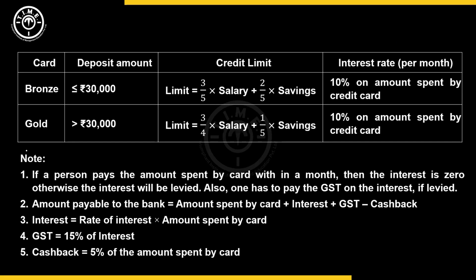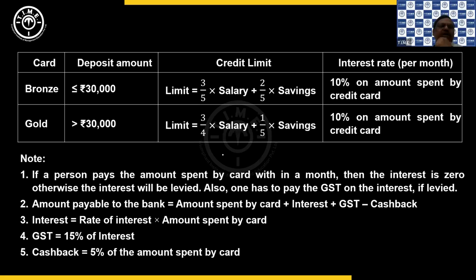Now we'll take up this. If the deposit amount is less than or equal to 30,000, you are given a bronze card. And if the deposit amount is more than 30,000, a gold card is given. How is the credit limit fixed? For a bronze card, 3/5 of the salary plus 2/5 of the savings. For a gold card, 3/4 of the salary and 1/5 of the savings.